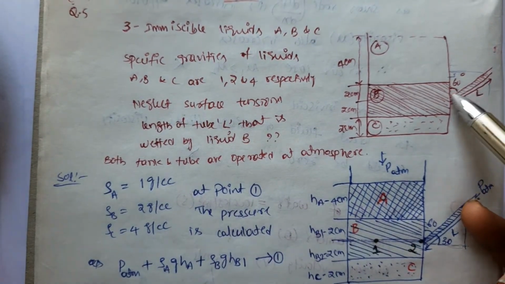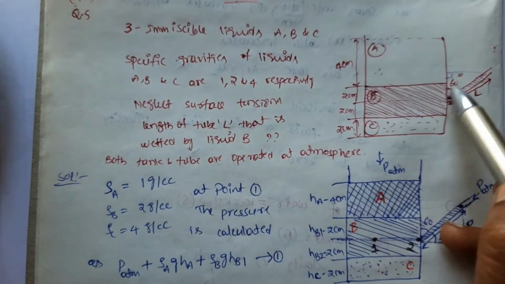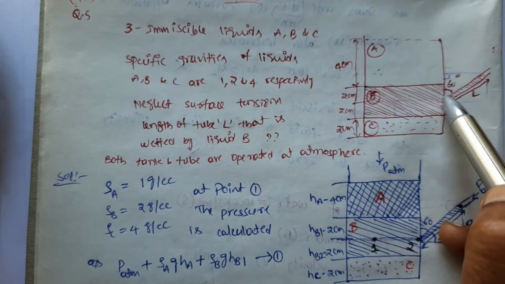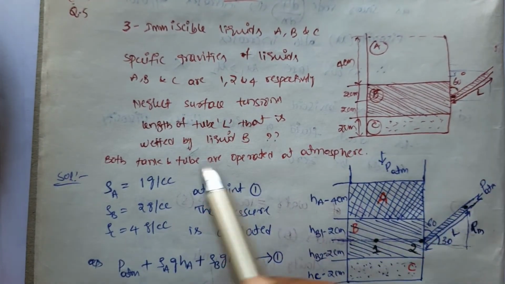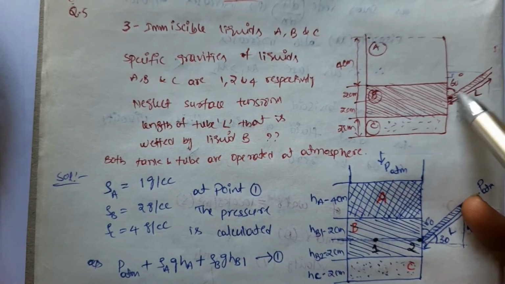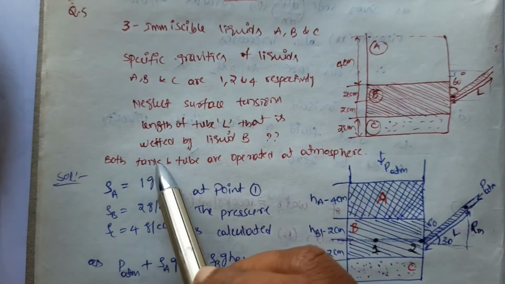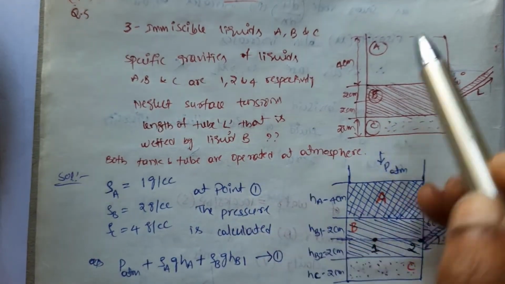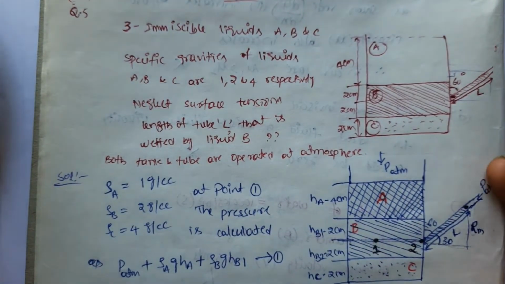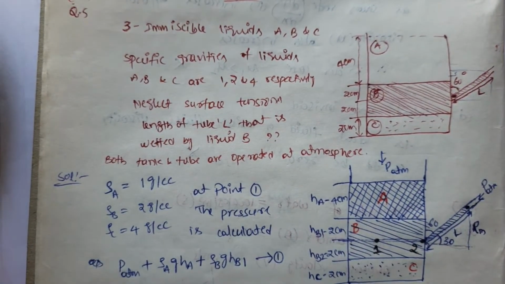Okay, so this is the liquid A, liquid B, liquid C. Here from this point to this point the distance is 2 centimeters. That's what is given in the problem, and they have asked us to calculate the length of the tube that is wetted by the liquid B. Clear? And both the tank and the tube are open to atmosphere. This is exposed to atmosphere and this is also exposed to atmosphere. Okay, clear?